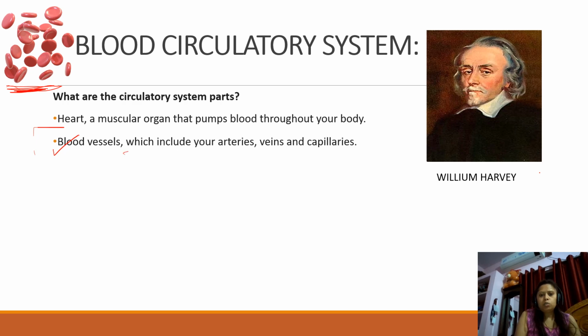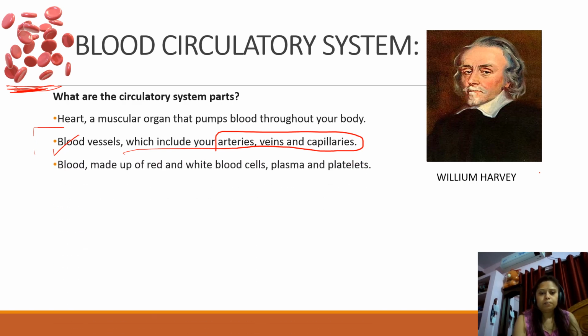Blood vessels are tube-like structures, and there are three main types of blood vessels: arteries, veins and capillaries. These are tube-like structures which help the blood to flow through them. So the third one is your blood. Blood is made up of red and white blood cells, plasma and platelets.